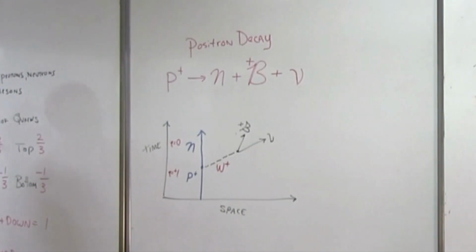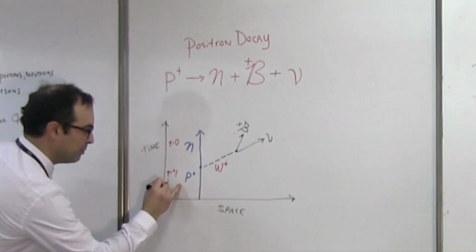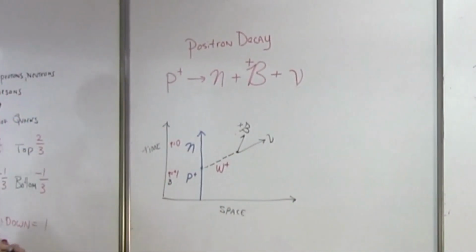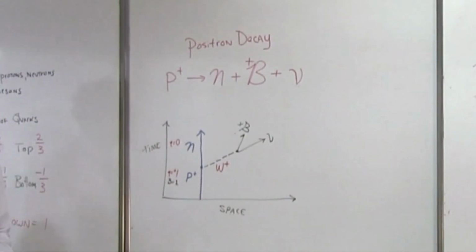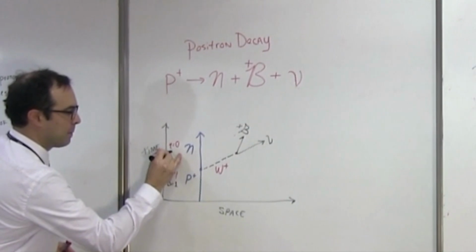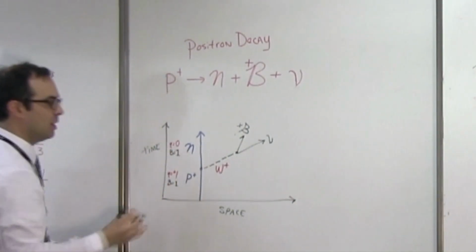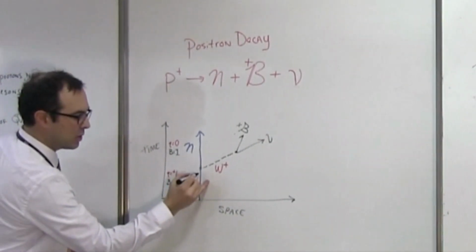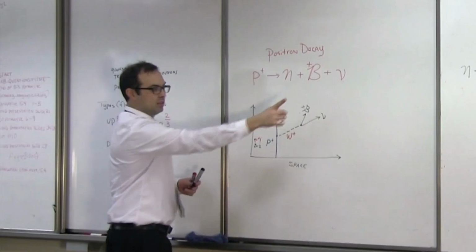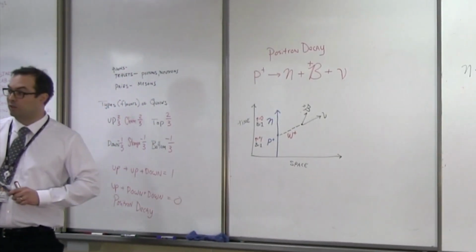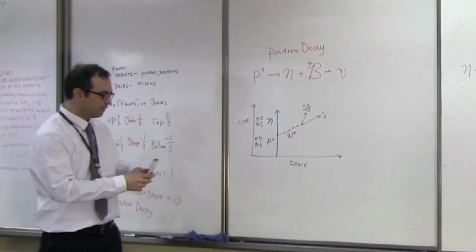Let's now talk about our number of baryons. How many baryons do we have here? Well, we have one baryon. Here we have one baryon, which means at the vertex we have one coming in, we have one going out, which means there shouldn't be any baryons going that way, to the right.